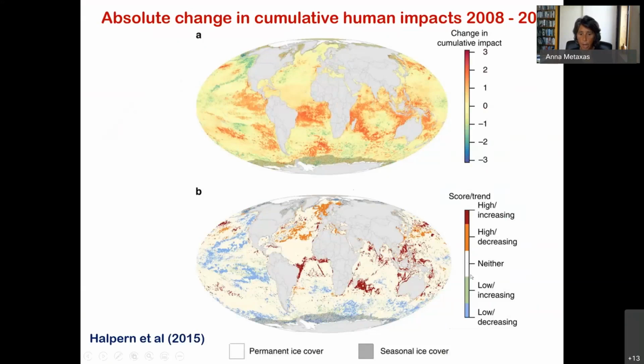And in this bottom panel, what you see is the trend, whether the impact was high and increasing between the 5 years or whether it was decreasing. Again, you can see that in most places, really, in the North Atlantic, Western Pacific, Indian Ocean, our impact was actually increasing. So we know that.